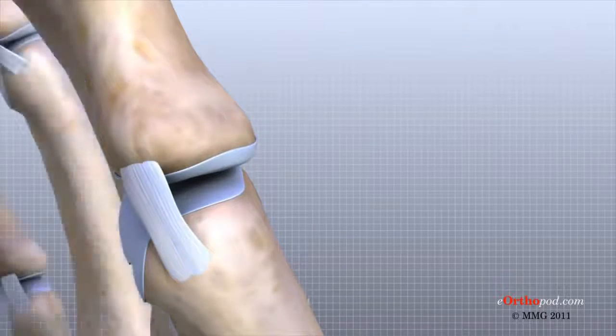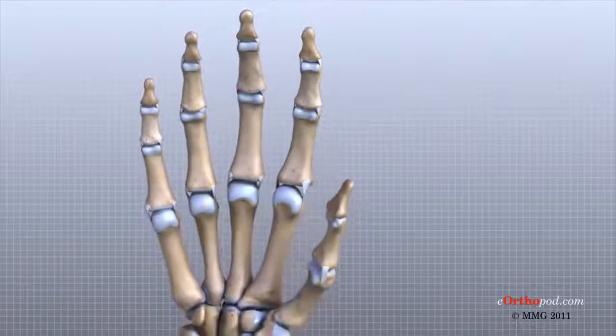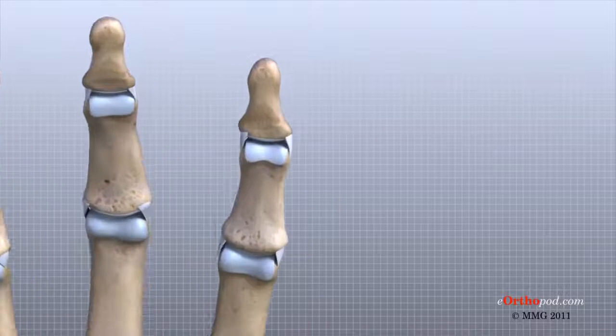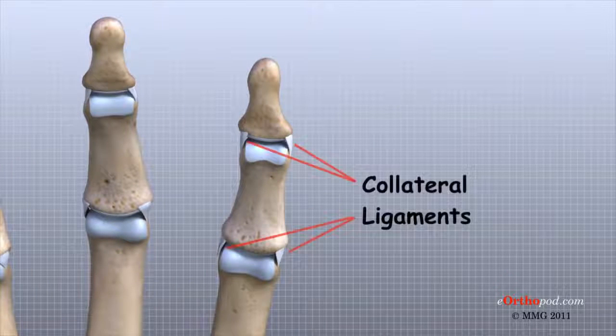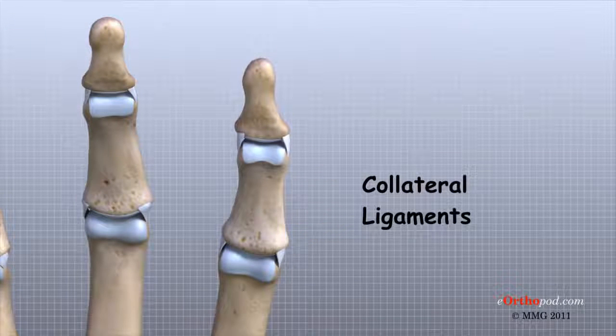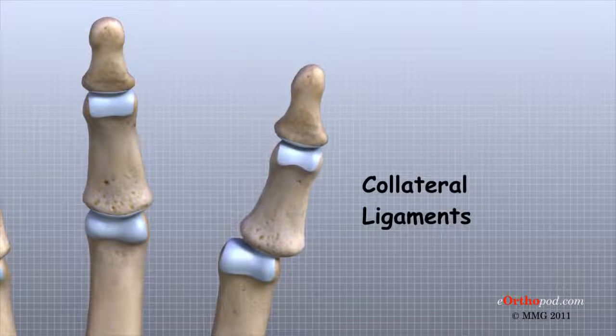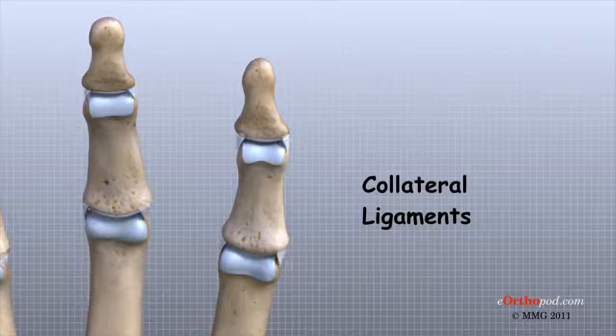Ligaments are tough bands of tissue that connect bones together. 2 important structures called collateral ligaments are found on either side of each finger and thumb joint. The function of the collateral ligaments is to prevent abnormal sideways bending of each joint.